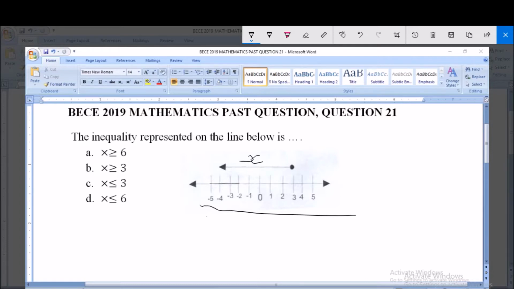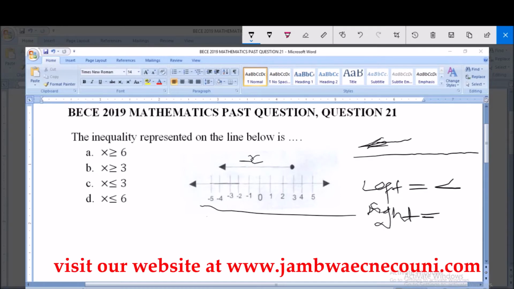Now, one thing we should understand when dealing with inequality is that when you have the number line and you're given an inequality, the direction of the arrow which this line gives tells us if it is either greater than or less than. Now, if the arrow is towards the left, then it is less than. But if the arrow is towards the right, then it is greater than.